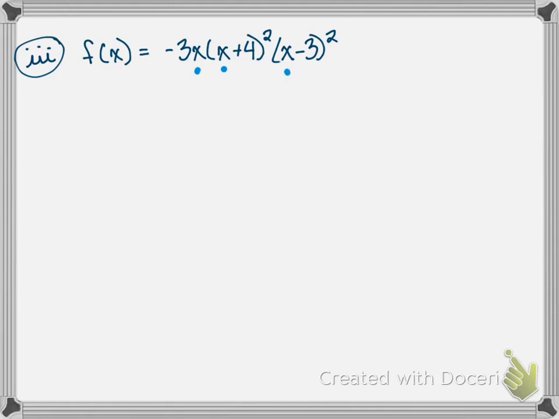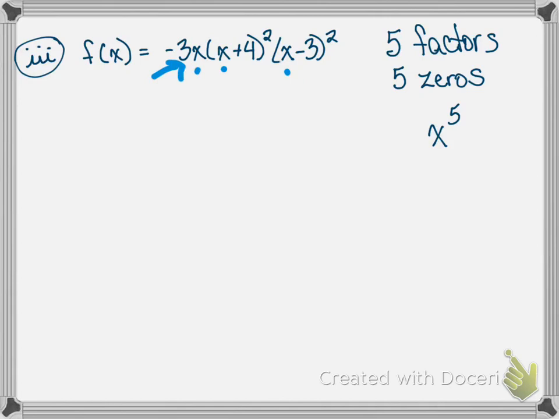So I actually have 5 factors here. If I have 5 factors, that means I'm going to have 5 zeros. Now, some of them have multiplicities, so we have to think about what happens at those multiplicities. But I still have 5 solutions. So this is similar. The graph is going to look like what a graph of x to the 5th would look like. Now, it's also negative. Do you see that negative 3 right there? So we have an odd exponent and a negative coefficient.